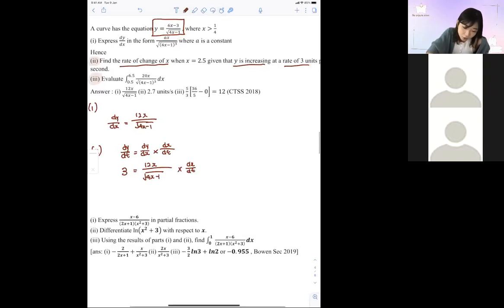Okay, you want to find the rate of change of x. This is dx over dt. And they're very nice, they give you x equals 2.5. So you just write here x equals 2.5 and sub this value in.